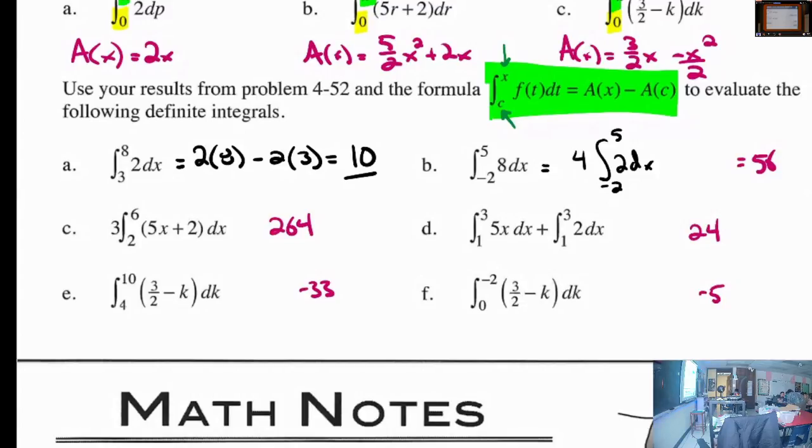So I plugged in 6 and 2 into the area formula, which was 5 over 2 x squared plus 2 times x. I forgot that it's the area formula and not just the equation. Go on. You got 96. No, I got 88. I wish I had.